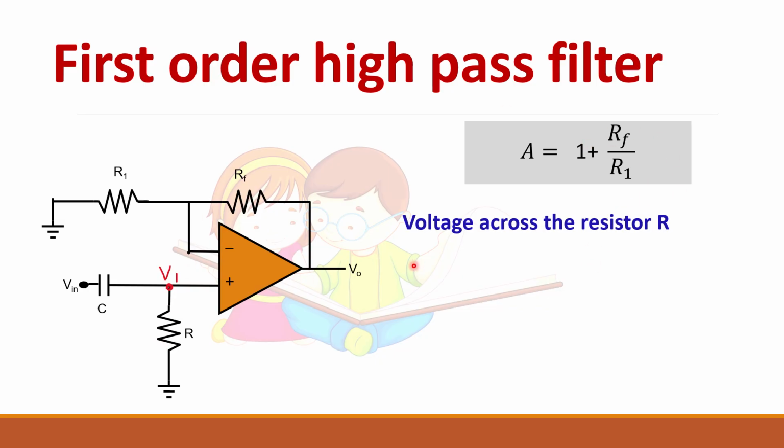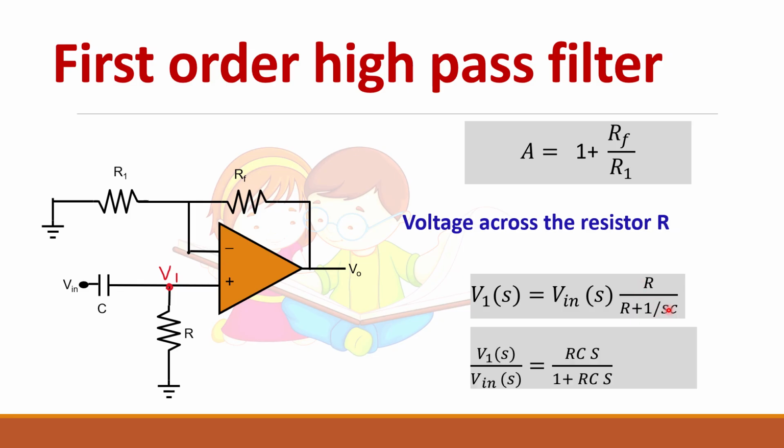Now we will find the relation between V0 and Vin. For that, we should first know what V1 is here. Let us find the voltage across the resistor R. V1 is equal to the input voltage times the resistor, divided by the sum of these two components, R plus 1 by SC. I have written this directly in the S domain. We can simplify this: the denominator term goes to the numerator, so it becomes RCS divided by 1 plus RCS.